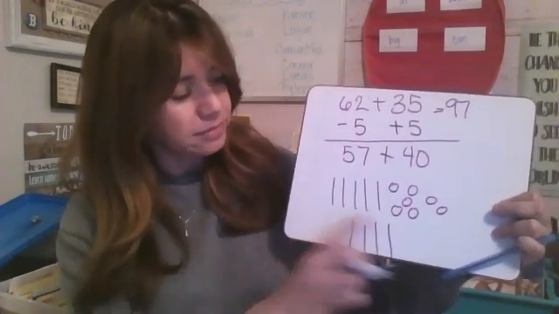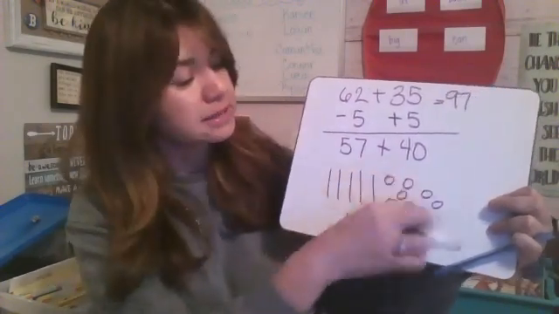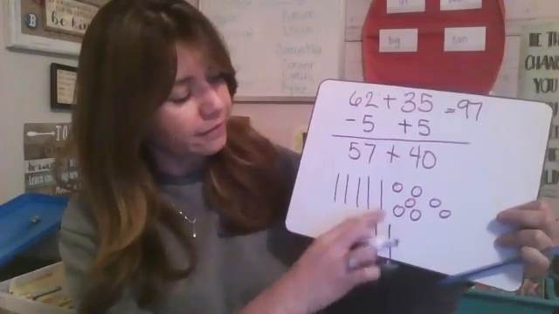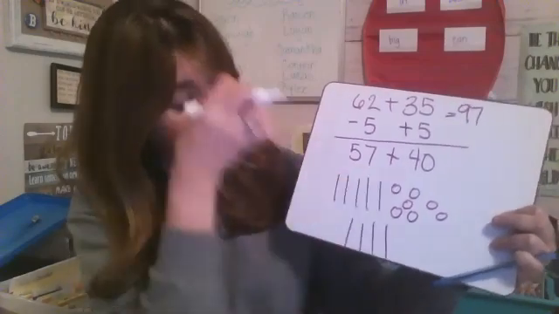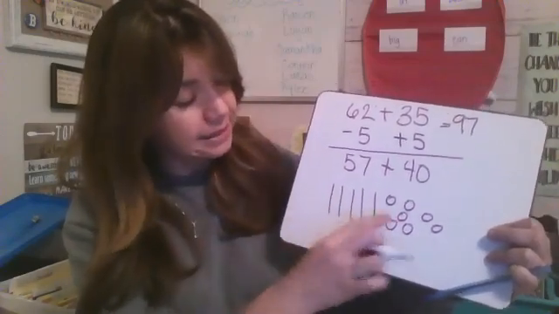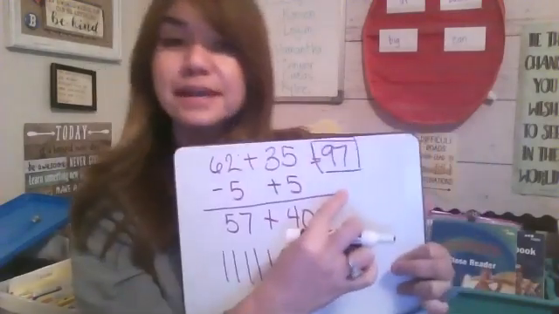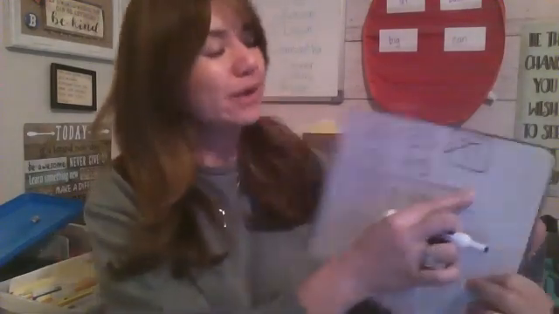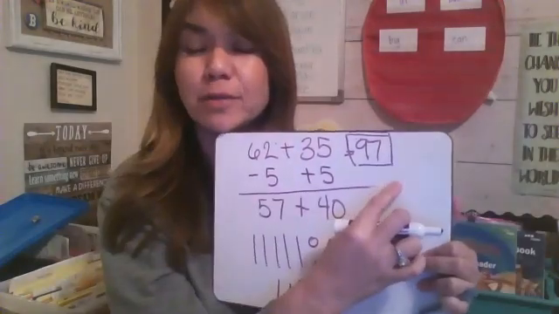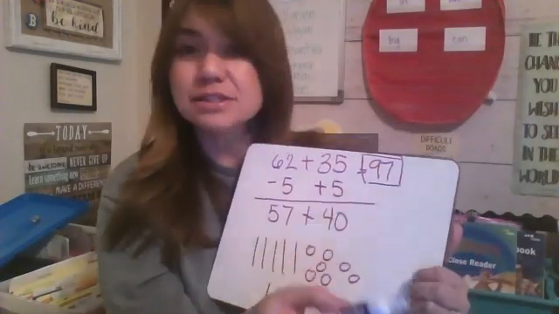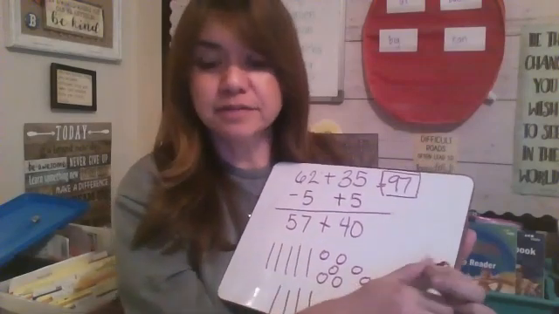Okay, so now I'm seeing my ones didn't change at all, right? I still have 7 ones. And for my tens, if I count that up, I have 5 here and 4 here, which would give me 9 altogether. So I have 97, which is the same sum that I arrived at when I did the breaking apart strategy. Okay, same answer. So that's just a little bit of a review of a couple of the strategies that we were working with.